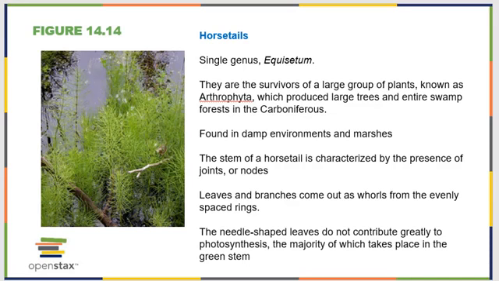The needle-shaped leaves in horsetails don't actually go through photosynthesis, or not a lot of photosynthesis. The vast majority of that takes place on their really thick green stems. So they look kind of similar to our Palo Verde trees.